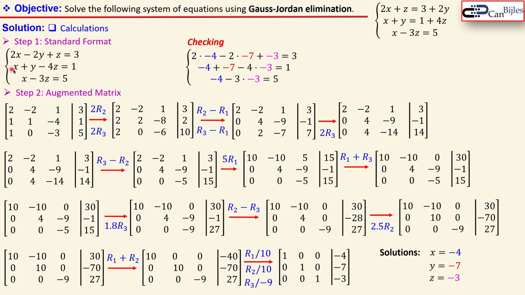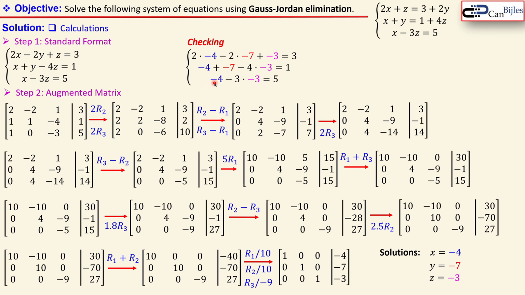Now let's see also the second equation. Here we put a minus 4. Here you get a minus 7. So that's actually what you see here. And here you get minus 4 times minus 3. So this should add up: minus 4, minus 7 is minus 11, but minus 4 times minus 3 is plus 12. So it adds up to minus 11 plus 12, which is plus 1.